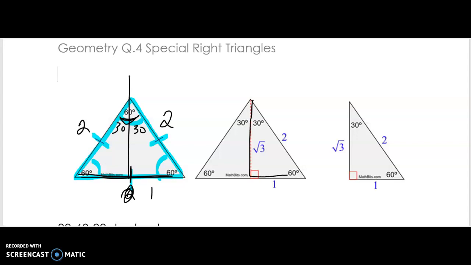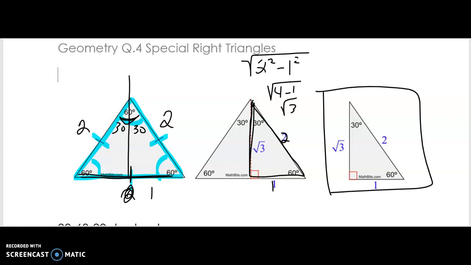So that's what this is showing. If this is 2 and this is 1, then I use the Pythagorean Theorem and I know the hypotenuse, so I take the square root of the hypotenuse squared minus the leg squared, 4 minus 1, and it would be the square root of 3. So this side right here is the square root of 3, and that's what this is showing. If you have a 30-60-90 triangle and you know one side, you can find the other two sides if you remember this ratio or proportion.